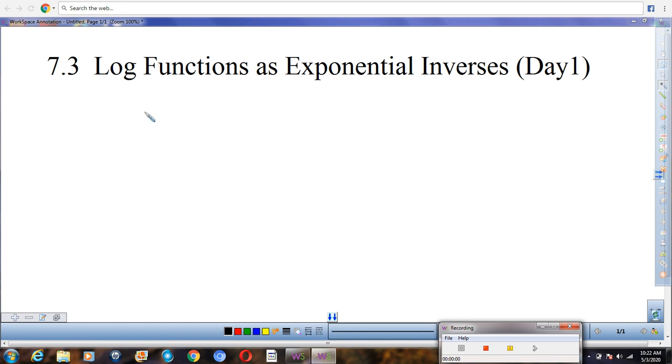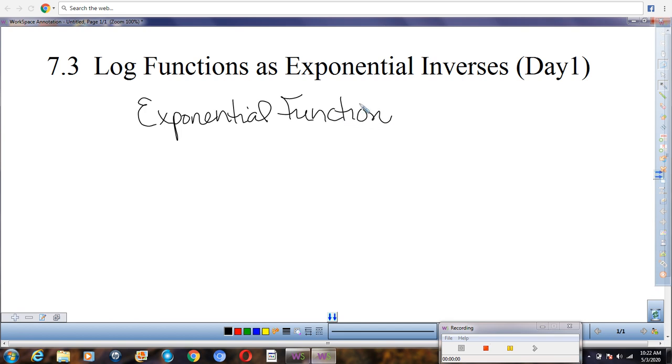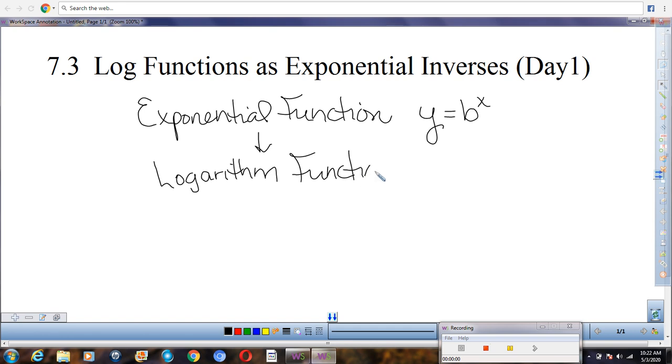So, we're going to start by reminding you that an exponential function was always in this form: y equals a b to the x, where a was your stretch or compress. So we're going to switch this into what we call a logarithmic function. A log function takes these same variables and we move them around.